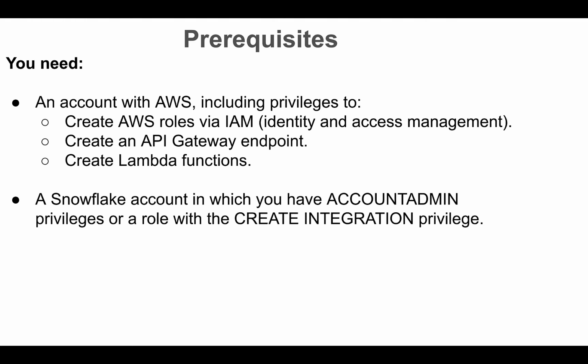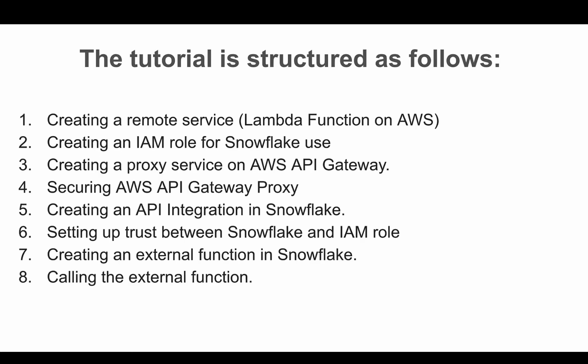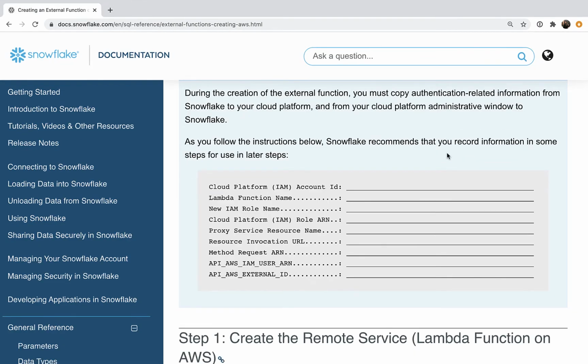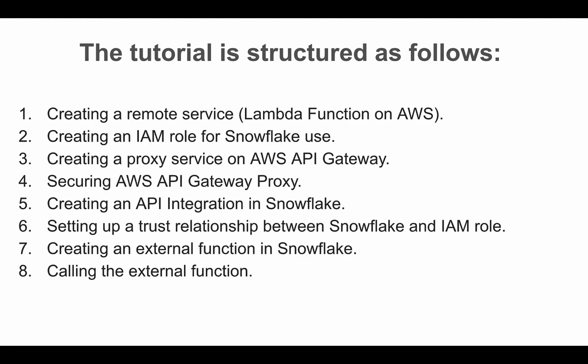In this tutorial, I'll be following the below sequence of steps which will take you from creating a remote service, in this case an AWS Lambda, to finally calling the external function from Snowflake. Before we get started, I highly recommend that you use the template provided in the Snowflake docs to record the information in some steps which will be used in later steps. So let's jump right in and get started.